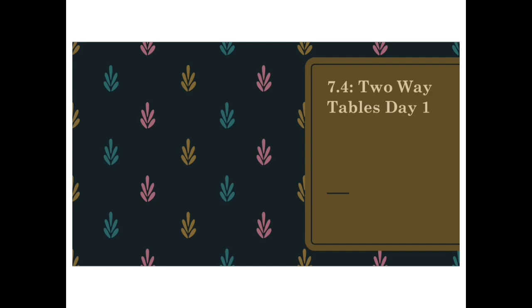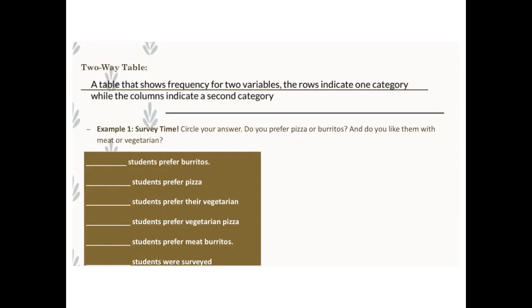Alright guys, in today's lesson we're going to be looking at two-way tables, which is another way to take data and organize it, and then interpret it and find some probabilities based off of them. Alright, let's get started. To begin with, a two-way table shows the frequencies for two variables. The row is going to indicate one category, while the column is going to indicate a second category. So we're going to see how this is organized using our survey here.